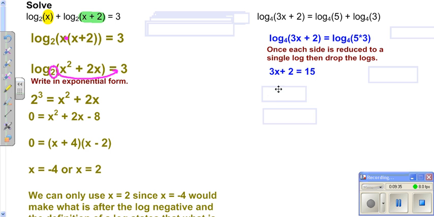Then it's pretty easy to solve by subtracting 2 and dividing by 3. And so you know that this right here is a little bit more than 4.